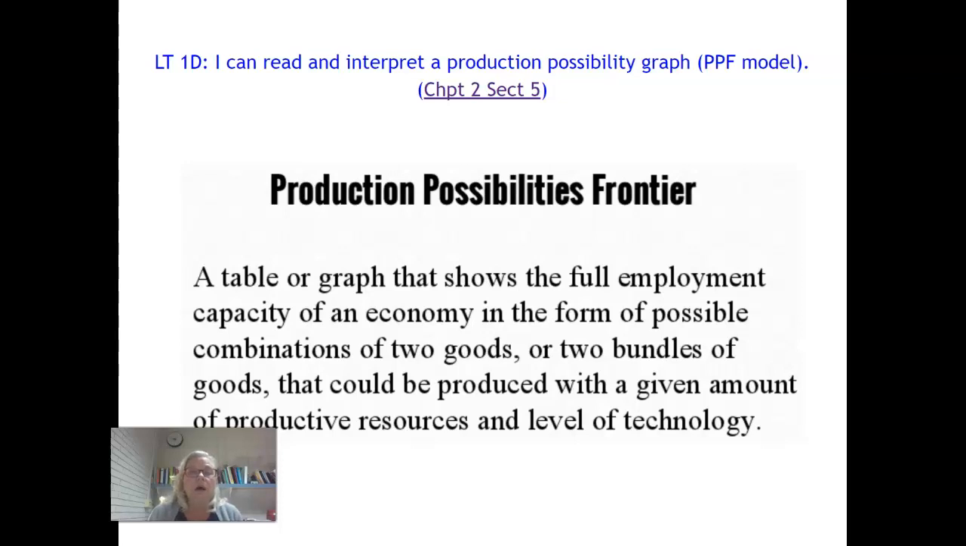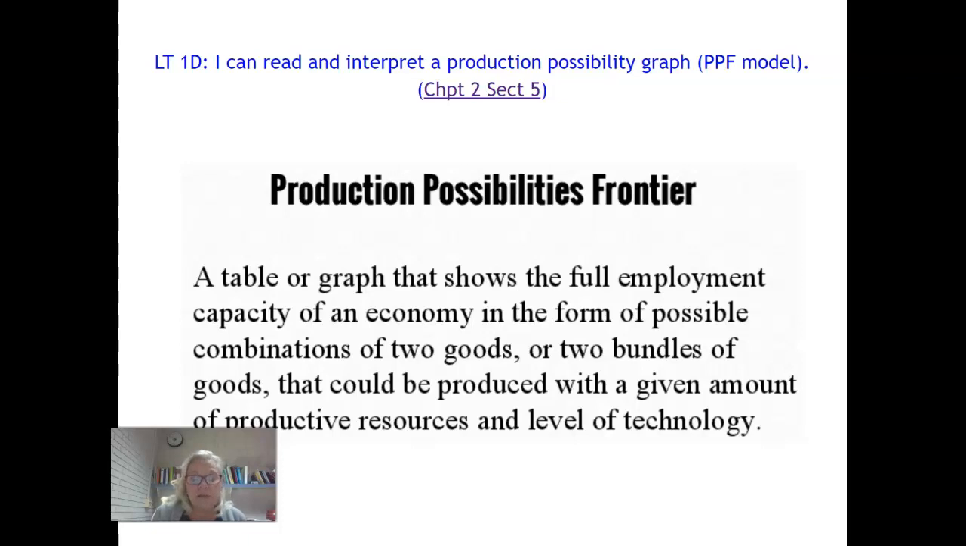So, learning target 1D. I'm sorry, I said B before, but I meant D. This is chapter 2, section 5 of the text. I highly recommend that you take the opportunity to read that after we finish with the screencast today.